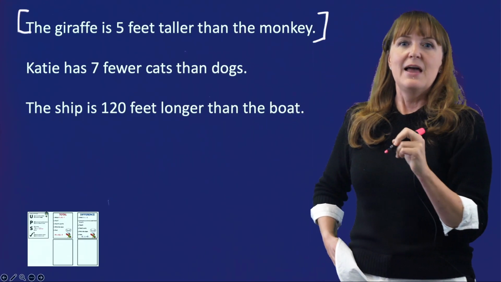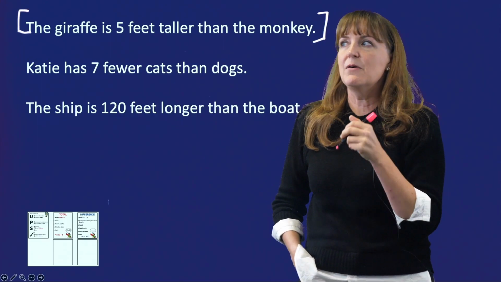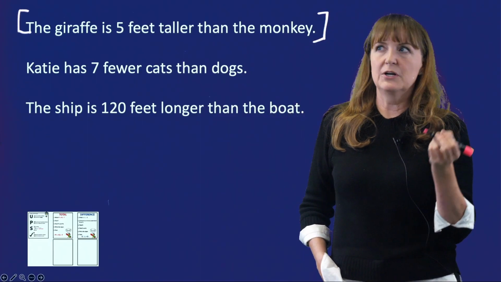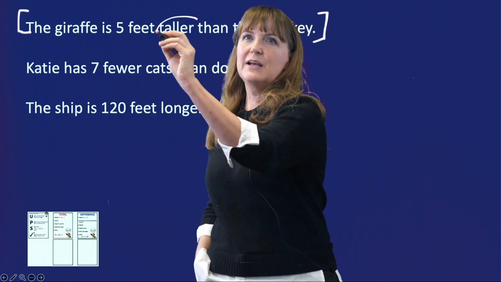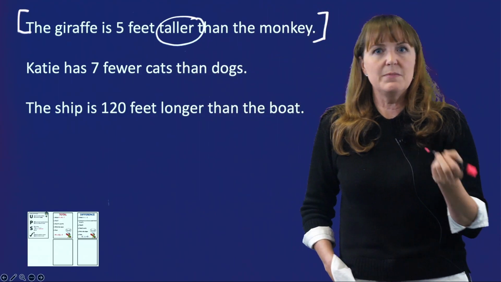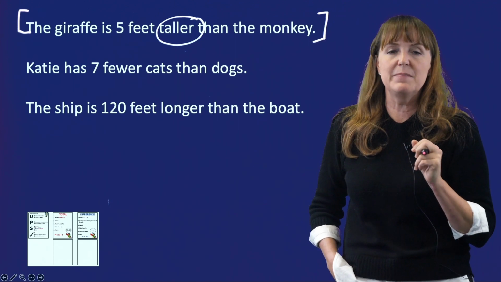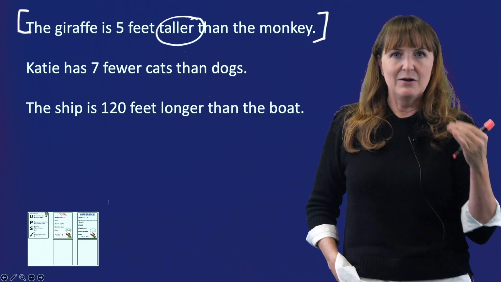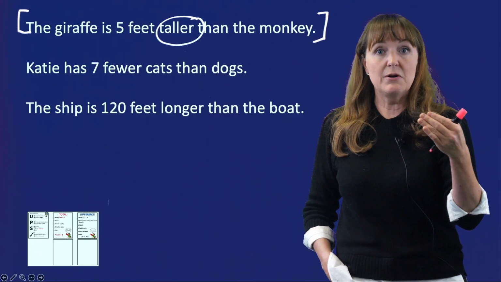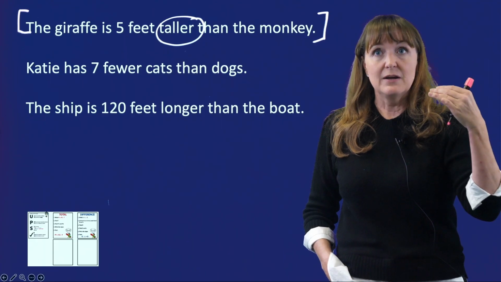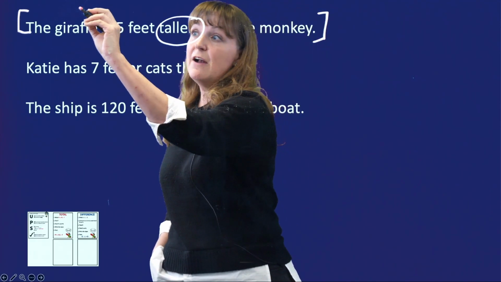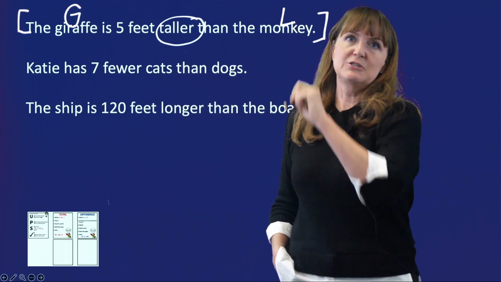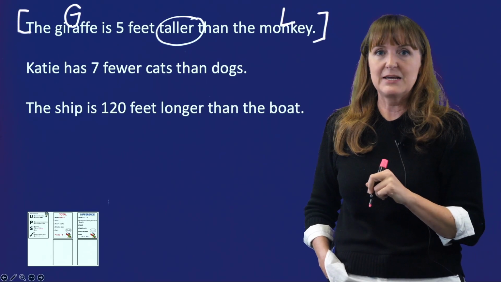There we go. Now in this compare sentence, I think about, well, what tells me about the comparison? The giraffe is 5 feet taller than the monkey. That word taller there kind of cues me in to the comparison, so maybe I circle it to just help me focus in on the comparison. And if the giraffe is taller than the monkey, we would ask students, well, which is the greater amount, the giraffe or the monkey? And hopefully students would be able to say, well, the giraffe is the greater amount, so I'll go ahead and write G by giraffe, and the monkey is the lesser amount. I'll go ahead and write L by monkey.